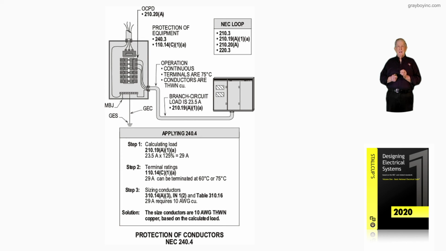And the 29 amps from Table 310.16, either 60 or 75 degree column, would be a number 10 THWN copper conductor terminated to a 30 amp device, and we just saw figures 9-1 and 9-2 that dealt with protection of equipment as well as protection of conductors in accordance with 240.4.